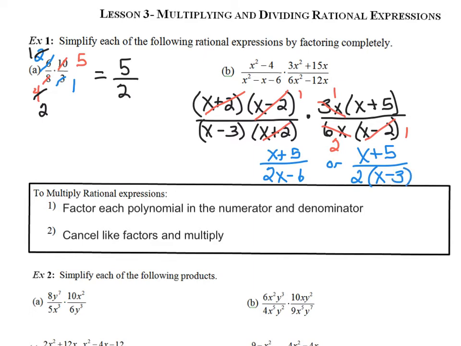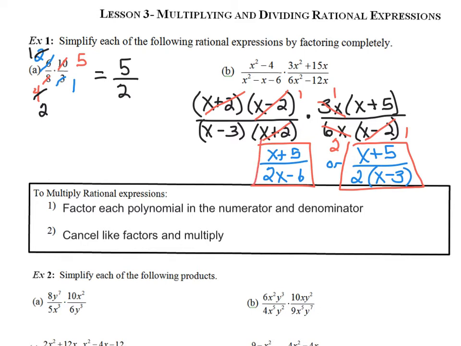Now, please don't be tempted to look at this x and say, oh, can't we cancel that? We can't because it's part of a binomial that's being added or subtracted to another term. So my final answer is one or the other of these two expressions because they are equivalent to each other.